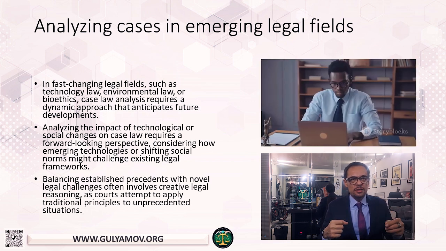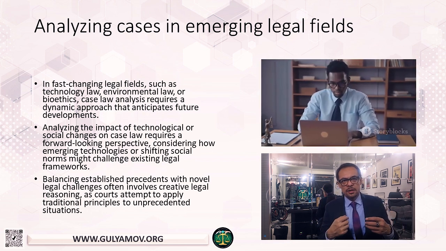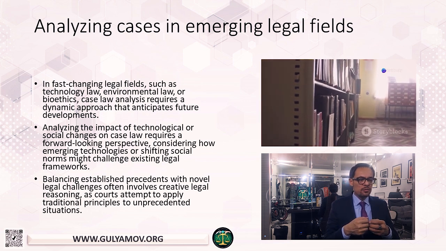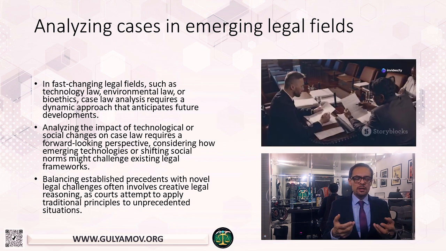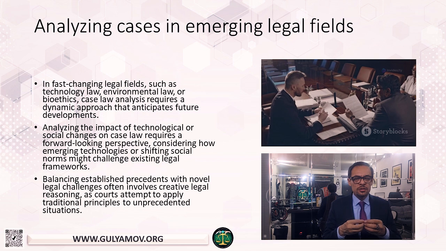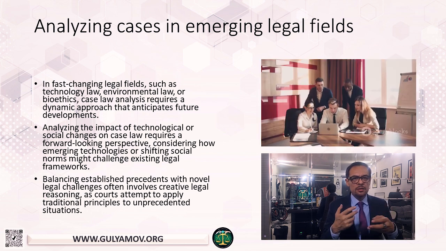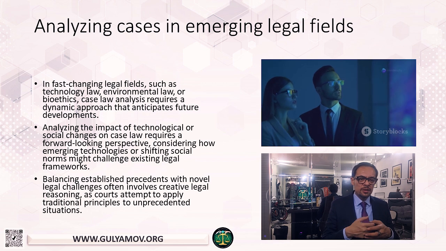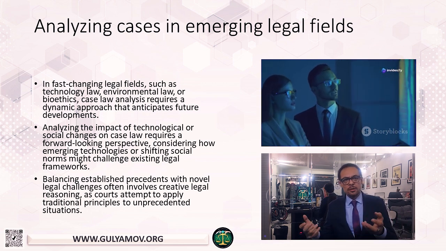Identifying emerging trends or shifts in judicial reasoning often involves looking beyond traditional legal sources to interdisciplinary research and policy debates. For instance, in the rapidly evolving field of artificial intelligence law, courts are grappling with novel issues of liability, intellectual property, and privacy, often drawing analogies from established legal principles in new contexts.